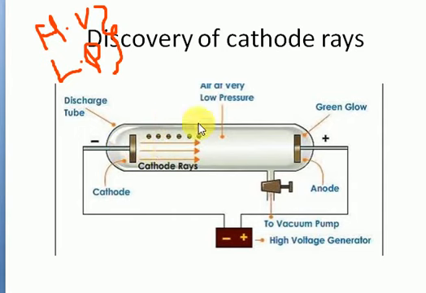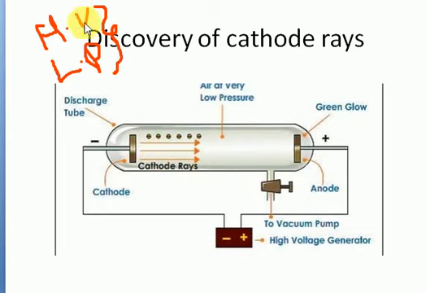They form ions. Inside the discharge tube, ions form and begin to flow from cathode to anode. Since these rays originated from where? From the negative plate. So these are called what? Cathode rays. So this is all about the discovery of cathode rays.